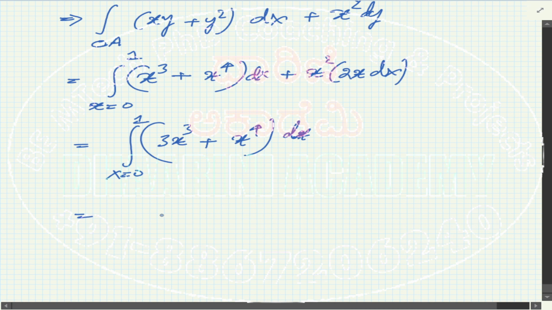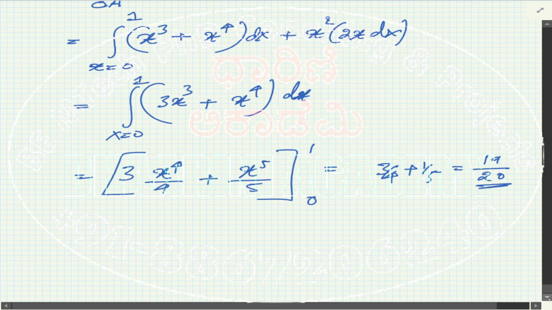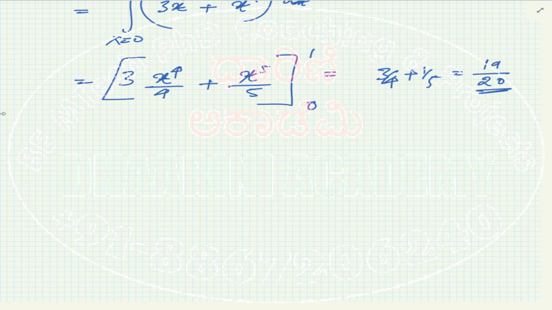So this is 3 times, this is x to the 4 by 4. X cube becomes x to the 4 by 4 after integration, plus x to the 4 becomes x to the 5 by 5. This whole term I need to replace with the limits 0 and 1. So we know that this is 3 by 4 as the first term, and the second term is 1 by 5. So this becomes 19 divided by 20. Okay, that is along OA.